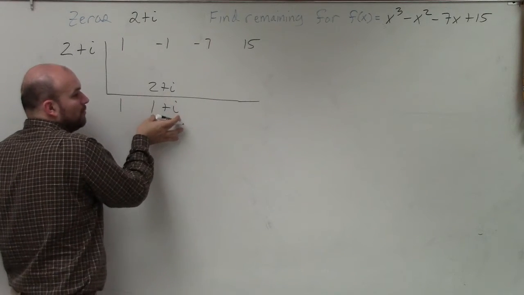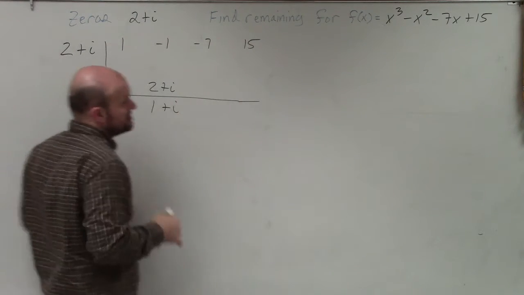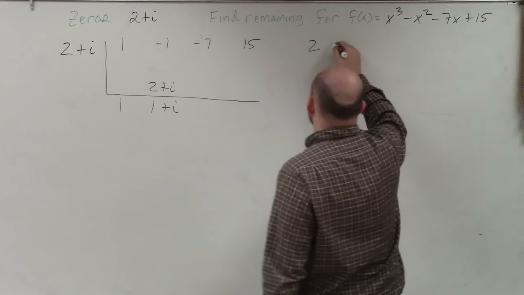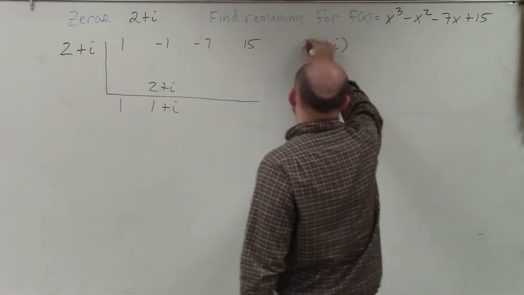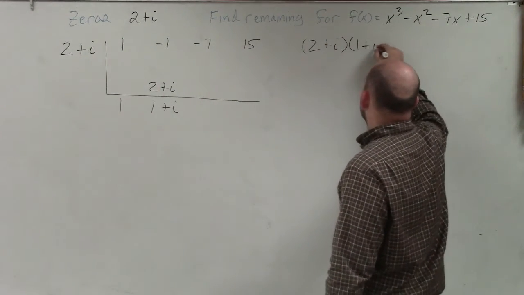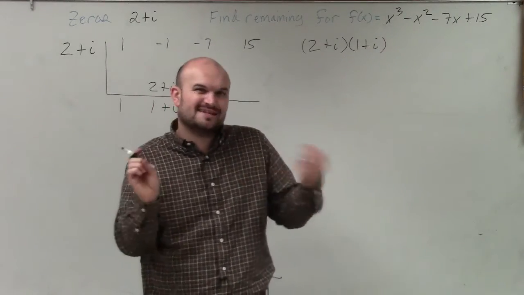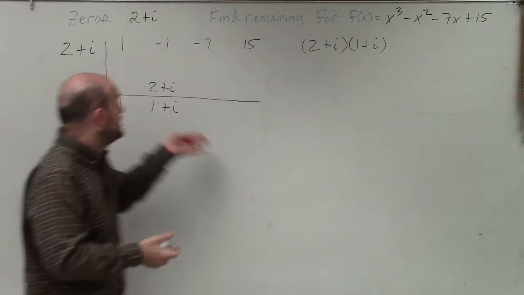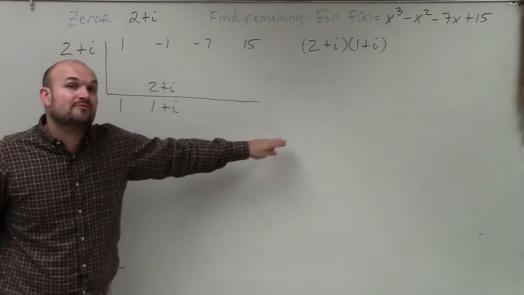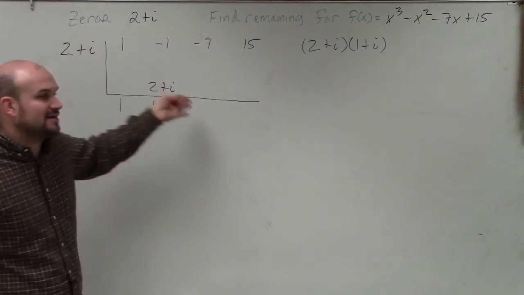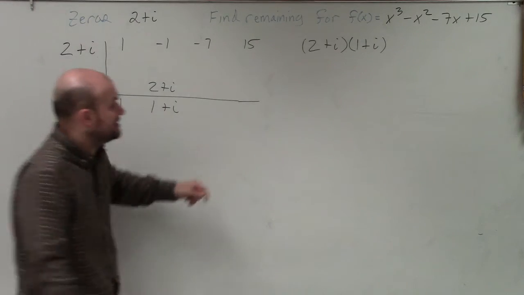Now I have to multiply 1 plus i times 2 plus i. So I'm just going to show my work over here to make sure that I'm doing everything correctly. But once you get used to this, you can start doing this in your head. Just be careful, because that's where a lot of mistakes come in. However, since this is a zero, we know my remainder is going to be 0. So you can always double check, you know you did something wrong if you get a remainder.